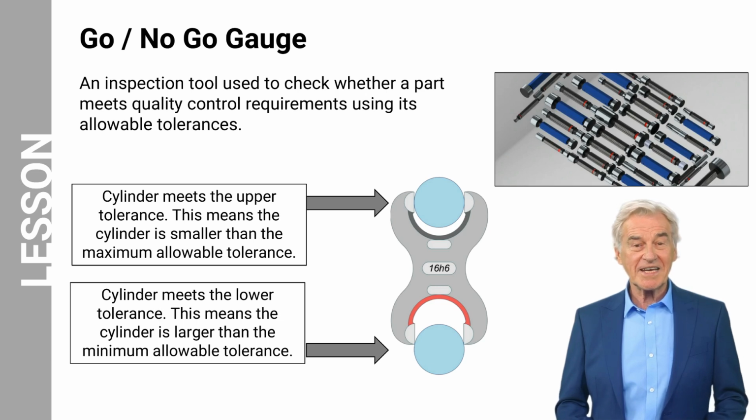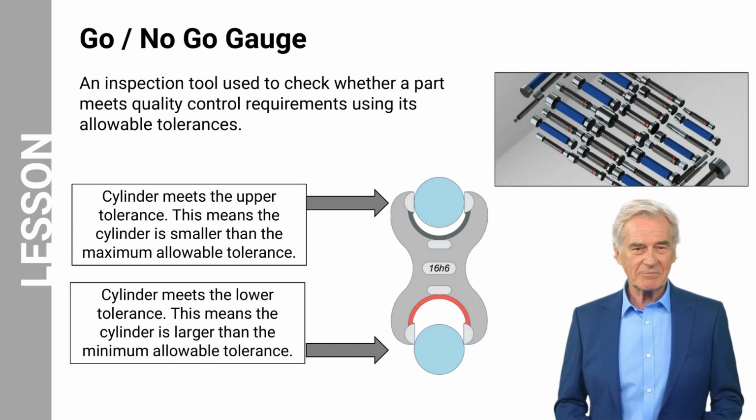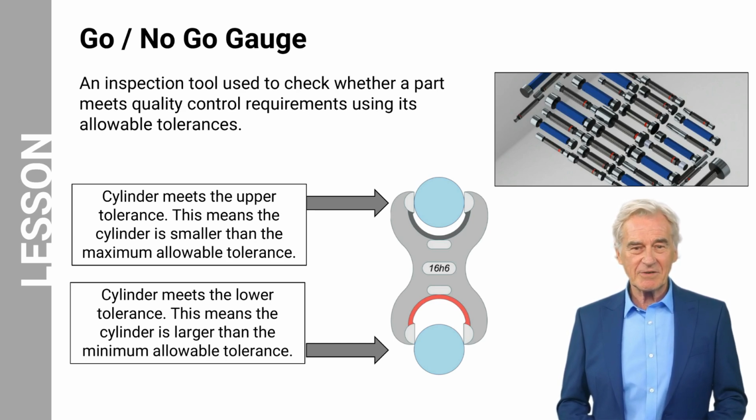If a cylinder's diameter is larger than the quality requirements, it will not fit either side of the snap gauge. If a cylinder's diameter is smaller than the quality requirements, it will fit on both sides of the snap gauge. But if the cylinder is the right size, it will fit in the top part of the gauge and will not fit in the bottom part of the gauge.